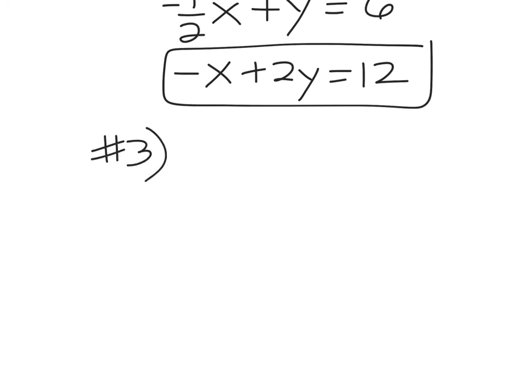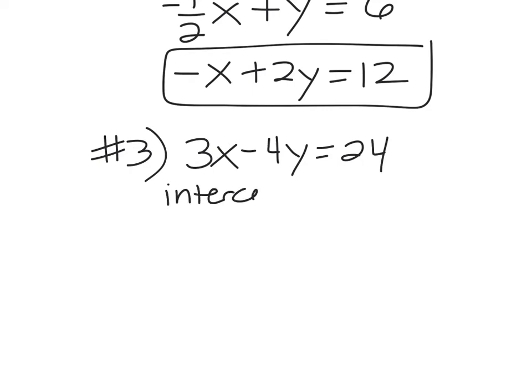All right, number 3. How about we're given 3x minus 4y equals 24, and we are asked to find the intercepts, and the slope. So they're asking for both intercepts: the x-intercept, which is not very important, and the y-intercept, which is pretty important.